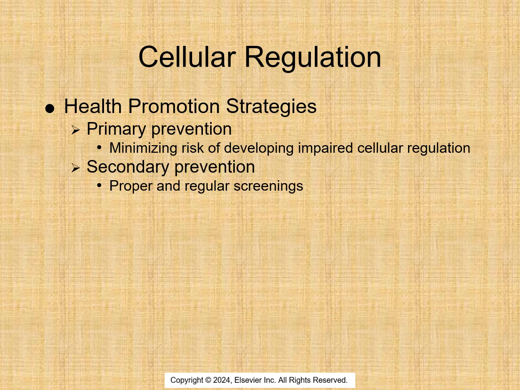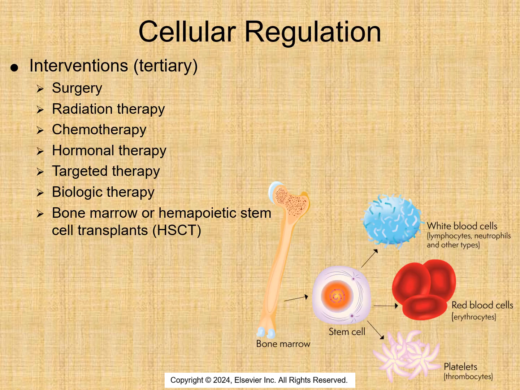Health promotion strategies for impaired cell regulation are going to include things targeted to minimizing the development of impaired cell regulation as a whole. That's primary prevention. Secondary prevention is going to be screening, trying to catch things early, trying to prevent the cell regulation from developing into something potentially malignant. And then finally, tertiary interventions are those things that are done after impaired cell regulation has occurred. Now the patient has tumors, whether they're benign or malignant.